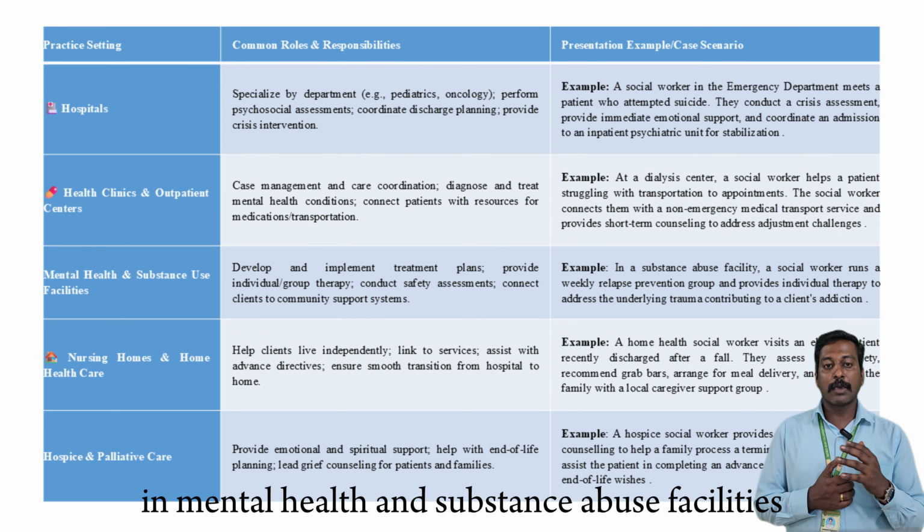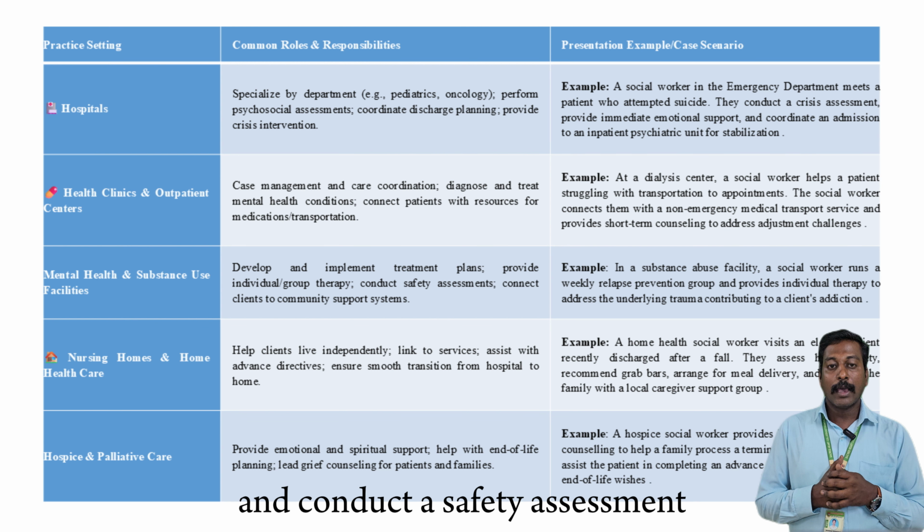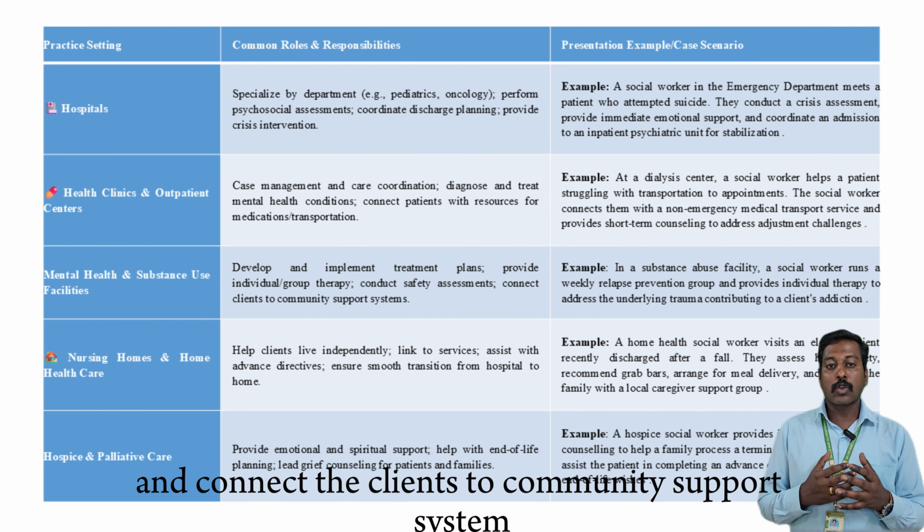In mental health and substance abuse facilities, the medical social workers play the roles and responsibility to develop and implement treatment plans, provide group therapy and individual therapy, conduct a safety assessment, and connect the clients to community support systems. For example, in a substance abuse facility, a social worker runs a weekly relapse prevention group and provides individual therapy to address the underlying trauma contributing to clients' addiction.